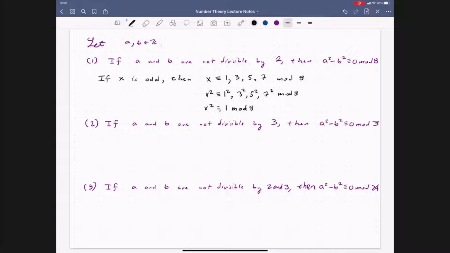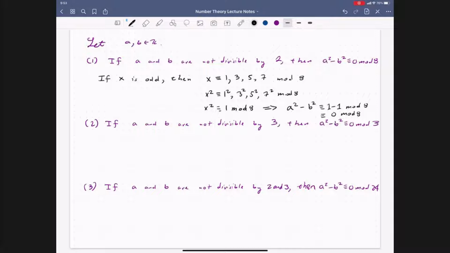But now a squared and b squared are just arbitrary odd integers. So this implies that a squared minus b squared is congruent to 1 minus 1 mod 8. And now this here is 0 mod 8. And so we got our answer.